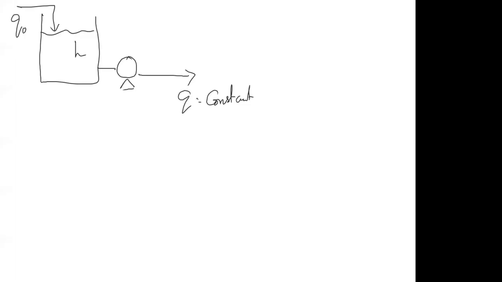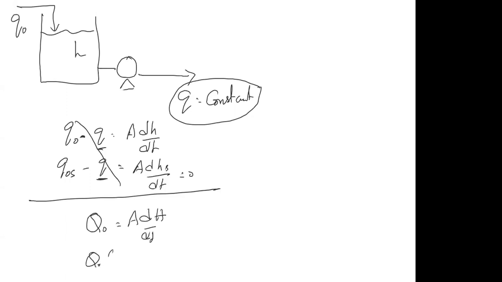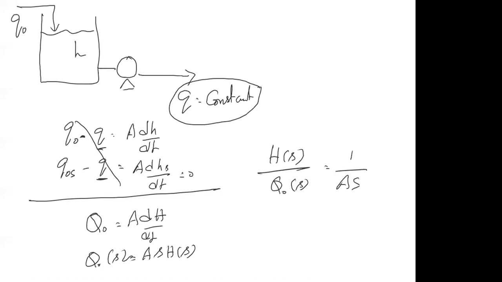So can you derive it? What is the model? Q naught minus Q equal to A into dH by dt. In steady state, Q naught of s minus Q, which is the same, equals A into dHs by dt, which is equal to 0, because Q is constant as it is coming out of the pump. If we subtract these two, then Q naught equal to A into dH by dt. So Q naught of S is equal to AS into H of S. What is H of S by Q naught of S? It is 1 by AS.